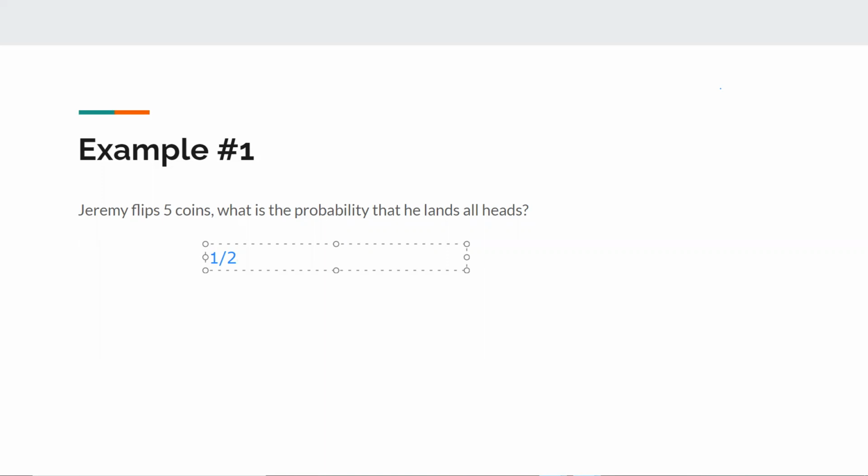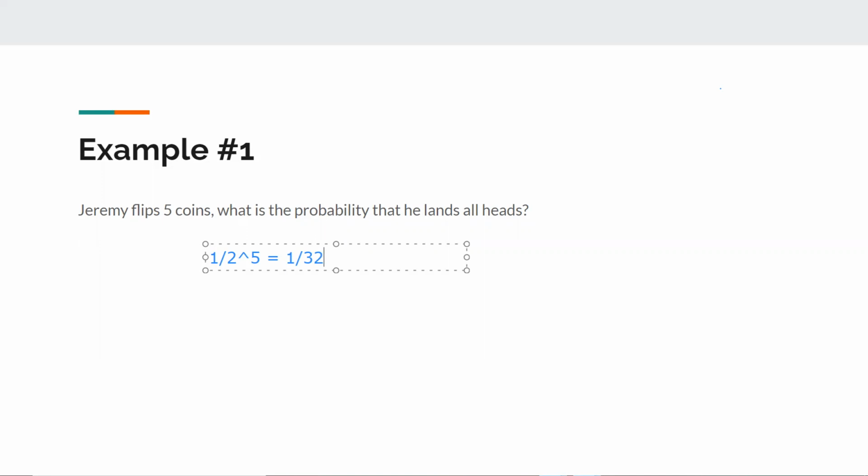So the probability that he lands all heads is (1/2) to the power of 5, and that's just equal to 1/32, all right? So you can do this in other ways, like using a tree diagram, but that would be really, really tedious. So it's way better to do this.